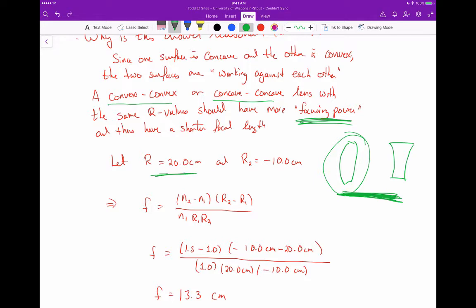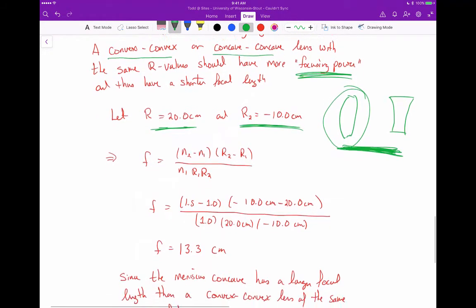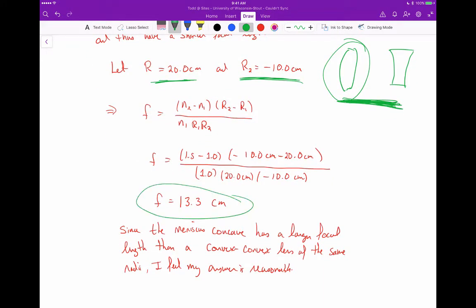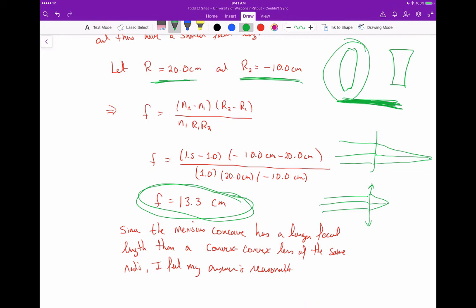So I'm going to assume a convex-convex lens, which means that R1 is positive because it's convex left, but R2 is negative because it's concave left. So plugging that in, I end up getting 13.3 centimeters. In other words, if you have parallel rays of light coming in and hitting that lens, they're going to focus down in a much shorter distance than they would for the meniscus concave. And so that really backs up my assumption and my guess. And so I feel that this is a reasonable answer because the convex-convex focal length is less than that of my meniscus concave.